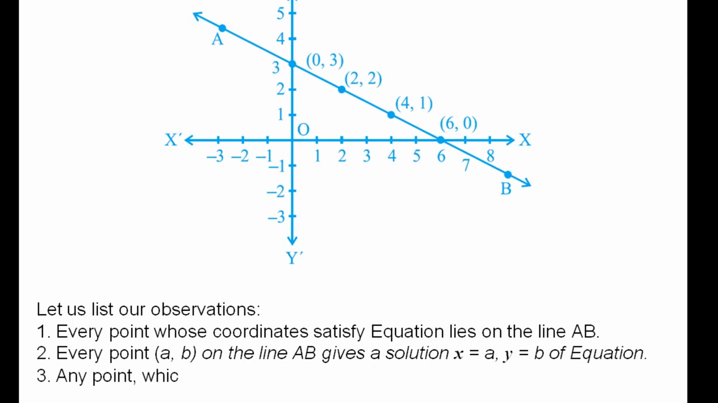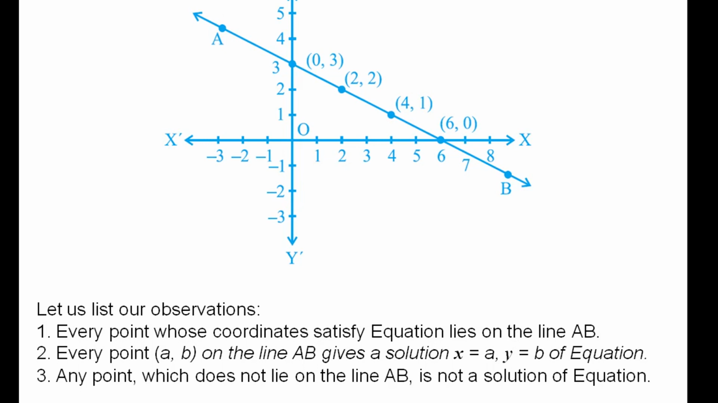Third, any point which doesn't lie on the line AB is not a solution of this equation. So children, it is clear that the points which lie on this line are the solutions of this equation, and the points which don't lie on this line AB are not solutions of this equation. This line can be extended in both directions infinitely. Therefore, it is said that there are infinite solutions of one linear equation in two variables. Clear, children?